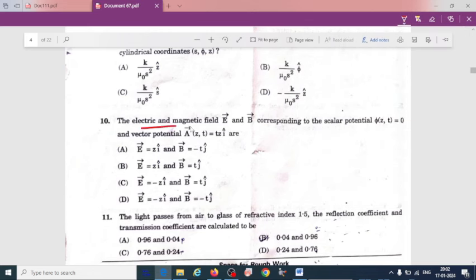The electric and magnetic fields E and B corresponding to the scalar potential phi(z, t) equal to 0, and vector potential A(z, t) equal to t z i cap. They have given the scalar and vector potential, and we have to find the electric and magnetic fields.